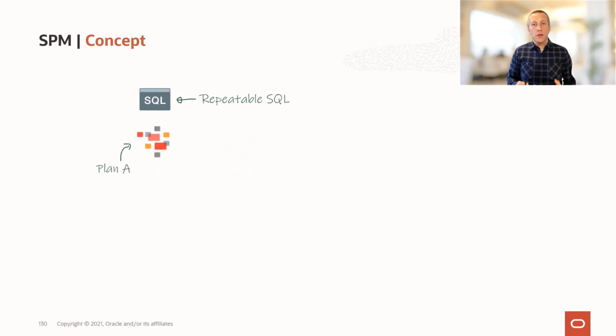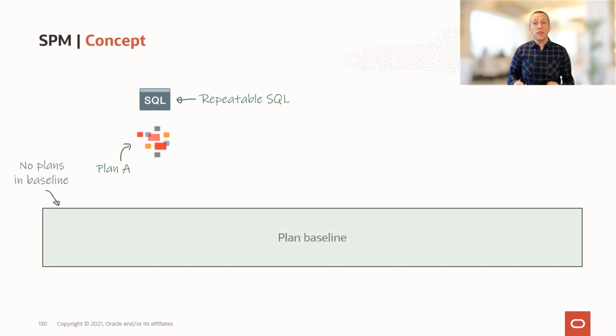The optimizer comes up with a plan. We call it plan A. Because this is the first time that this specific SQL is executed, there is no baseline. So SQL plan management creates one and it adds the plan to the baseline as an accepted plan. Plans are only added to the baseline as accepted when they are the first one.